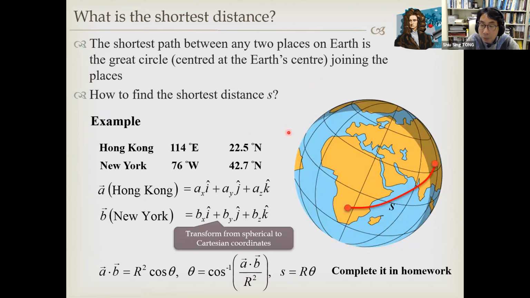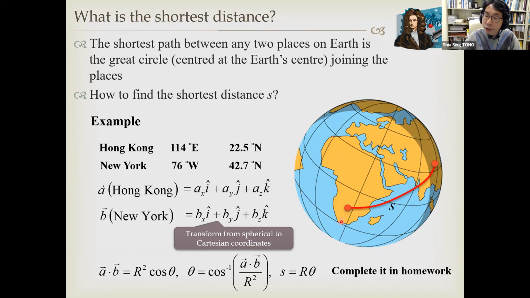Now we are able to do a complicated example. Suppose we want to fly between two places on the surface of Earth. We want to ride an airplane to fly from Hong Kong to say New York or to South Africa, to Cape Town, for example. What is the shortest flying distance between these two places? Well, the answer is that this is a big circle. If you draw a big circle joining the two places, that is the shortest flying distance.